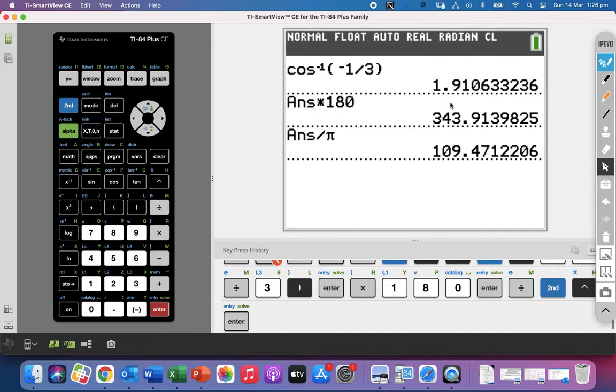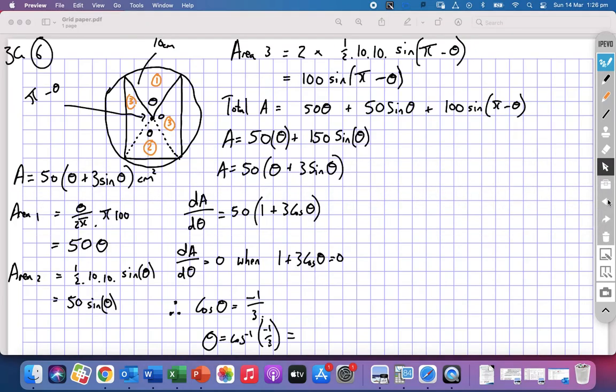So let's go 3 significant figures. That'll be 2 decimal places, 1.91. Okay. And for the symbol for radians, just use a little C type symbol.